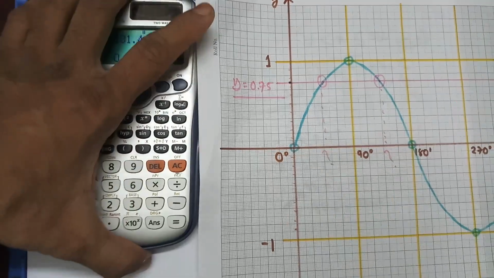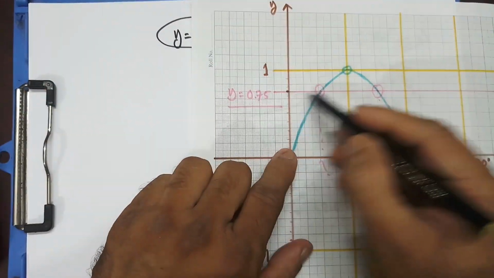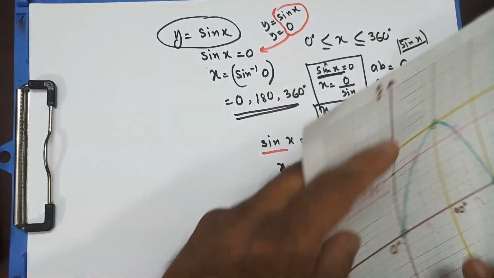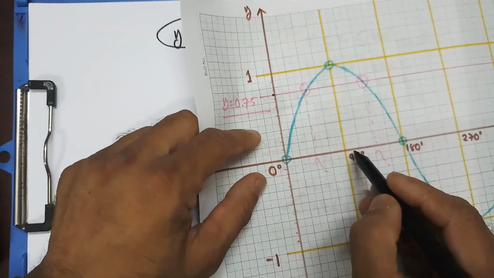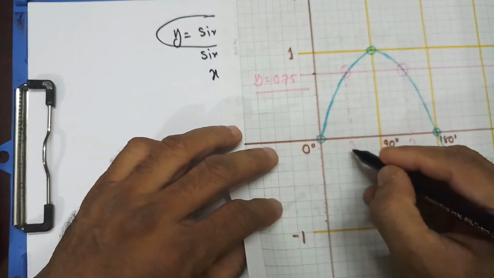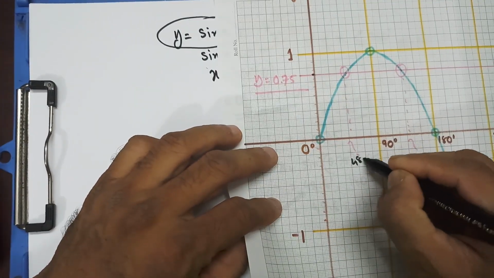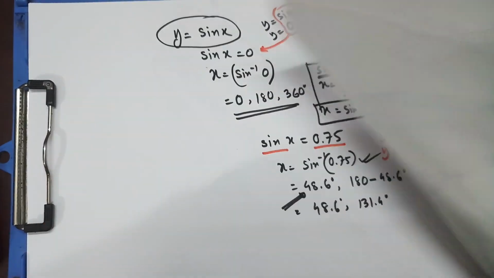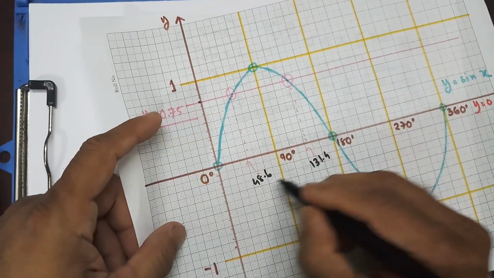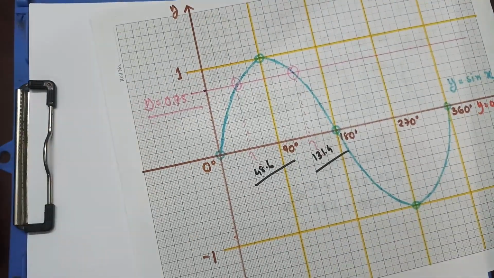If I go back and look at this graph, see that from 0 to 90 degrees, the first one was 48.6. Now in between this, it's 45 right over here and somewhere over here, and that value, this question mark, is 48.6, and this question mark is 131.4. Okay, I hope you can understand that.